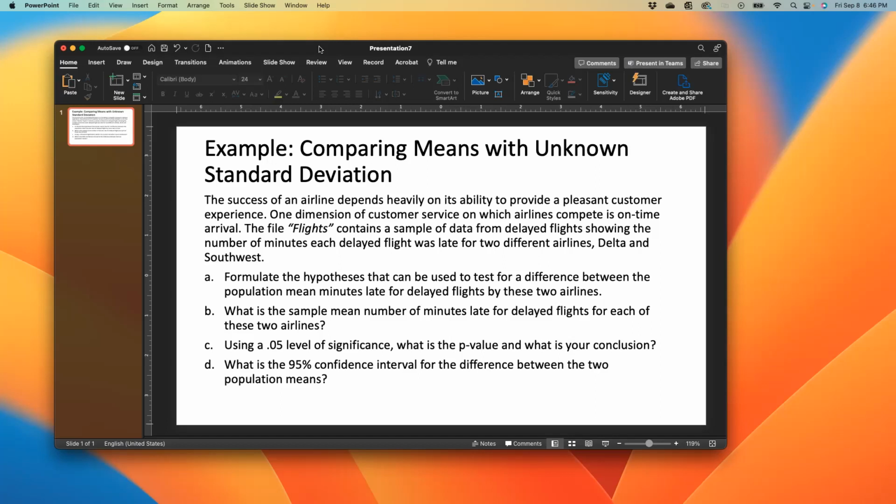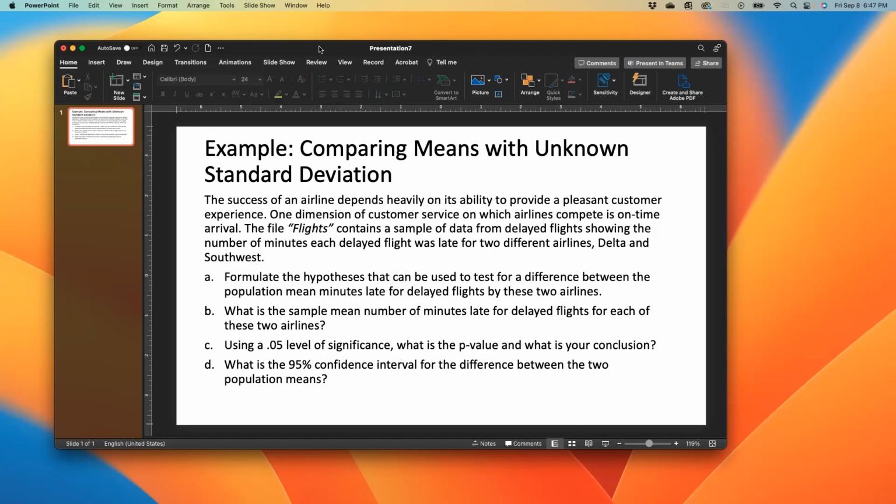So the data set is in a file called flights, which in a minute I'll show you the link to download that data from my GitHub page. It contains a sample of data from delayed flights showing the number of minutes each delayed flight was late for two different airlines, right? So for this exercise, we would be using Delta and Southwest Airlines.